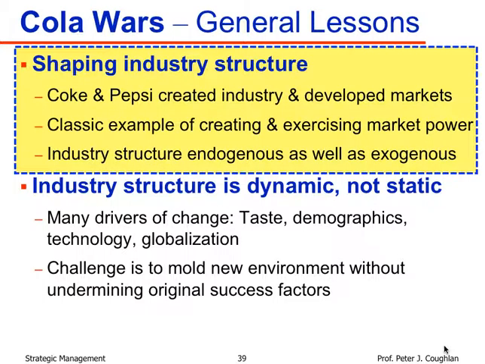Here is, of course, the case study on the five forces that we did, Cola Wars. So here's one of the conclusion slides from the Cola Wars discussion about the general lessons from Cola Wars. And the first bullet here you see is shaping industry structure. Coke and Pepsi created the industry and developed markets. It's a classic example of creating and exercising market power. Industry structure is endogenous as well as exogenous, right? You can shape it. You don't have to take it as given.